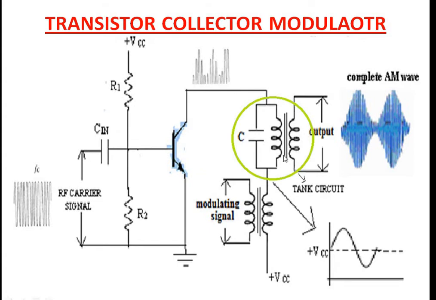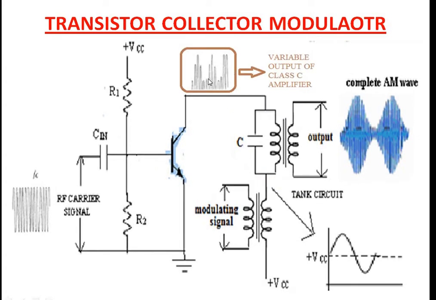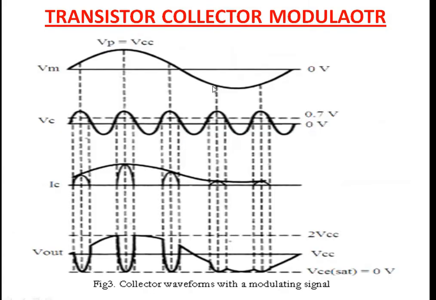The output is taken across a tank circuit. This is, as I told, the variable output waveform. The amplitude of the class C power amplifier output is varied. Now, this is the input signal, that is the modulating signal we apply at the collector along with the DC voltage. This is the carrier voltage which is applied to the base of the transistor.